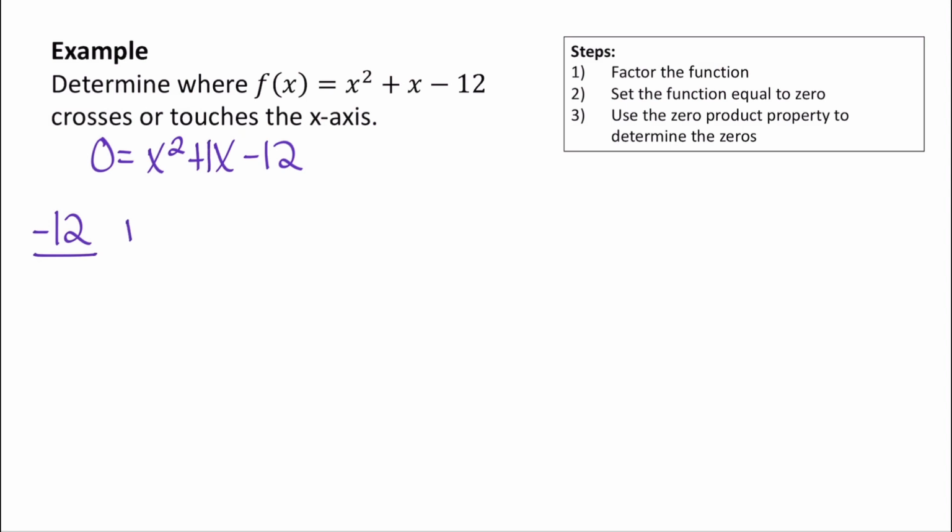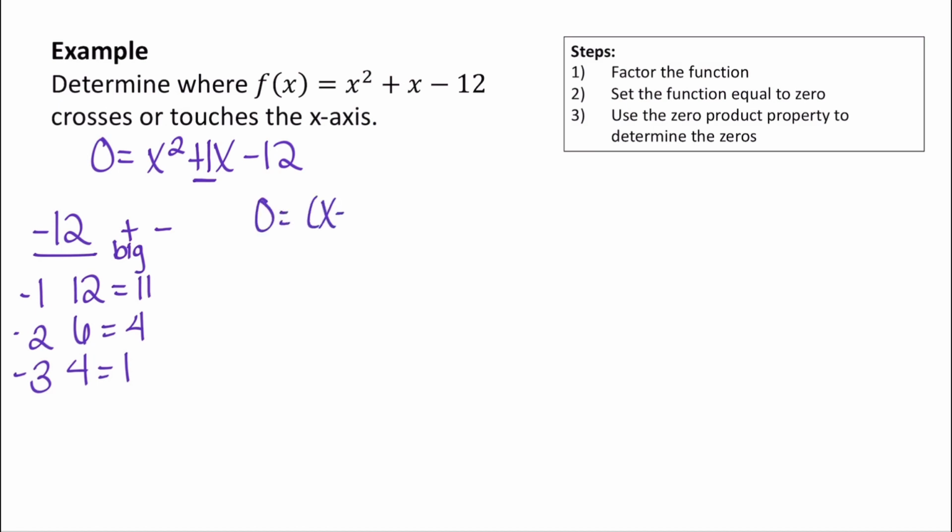Since 12 is negative, I need a positive and a negative factor. Since b is positive, that's telling me that my bigger factor needs to be positive. So when I write out the factors of 12, I have 1 and 12, 2 and 6, and 3 and 4. Let's make all the smaller factors negative, and when we add them together, we get 11, 4, and then negative 3 and 4 gives us 1. That's exactly what we need, so we're going to have (x minus 3) times (x plus 4).